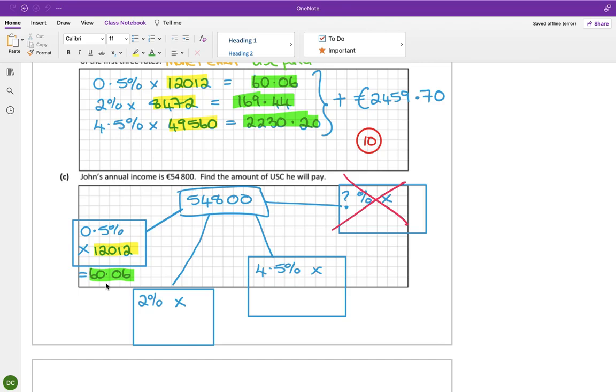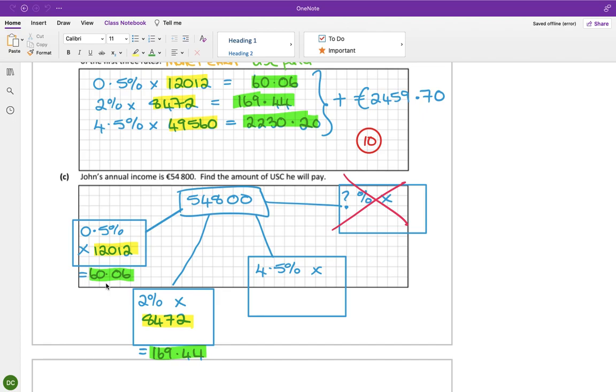Okay, so the second chunk of money is 8472, and that is 169.44. So again, the 8472 is John's money, and the 169.44 is the money that he's going to have to pay for USC. Right, so let's see what he has left.